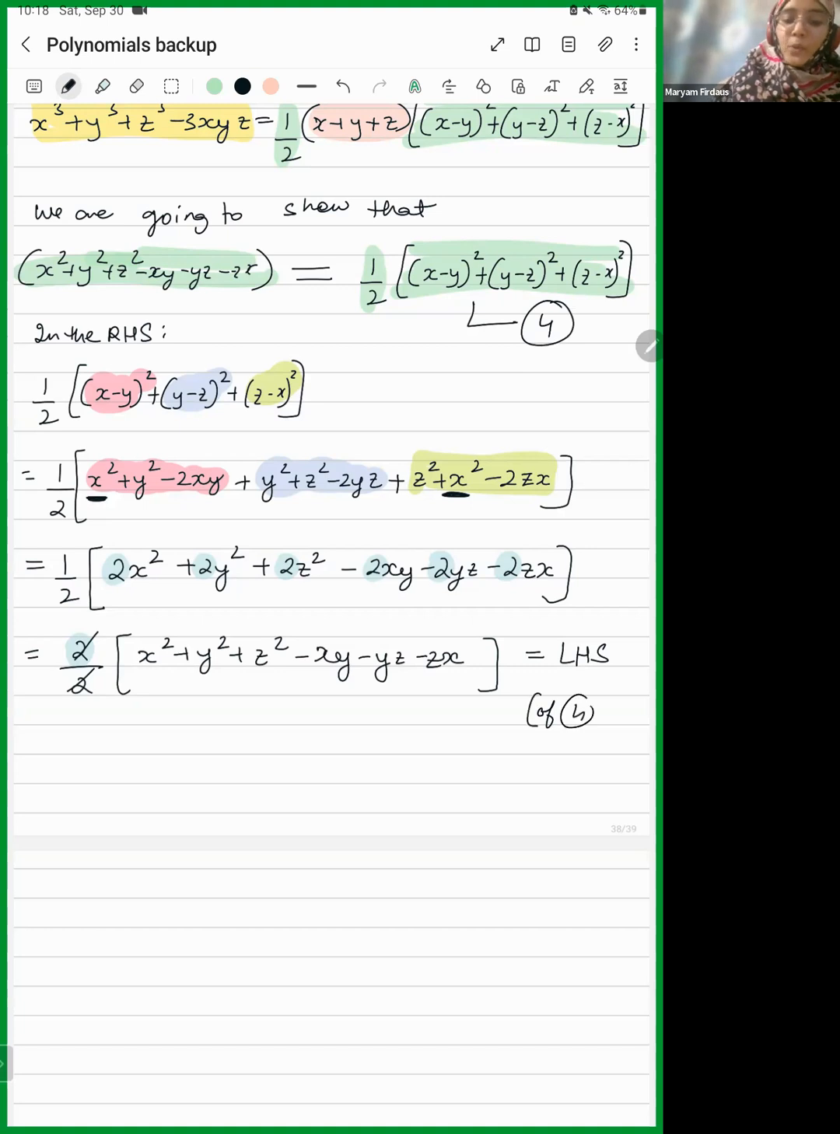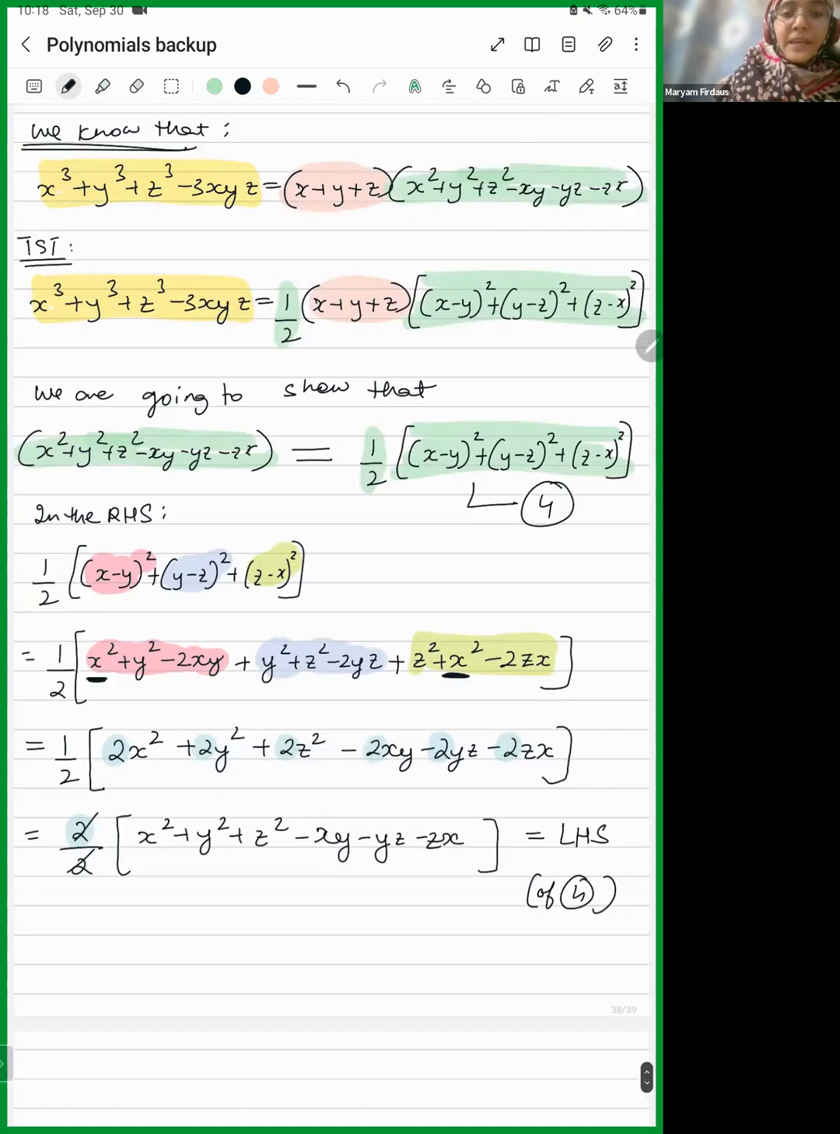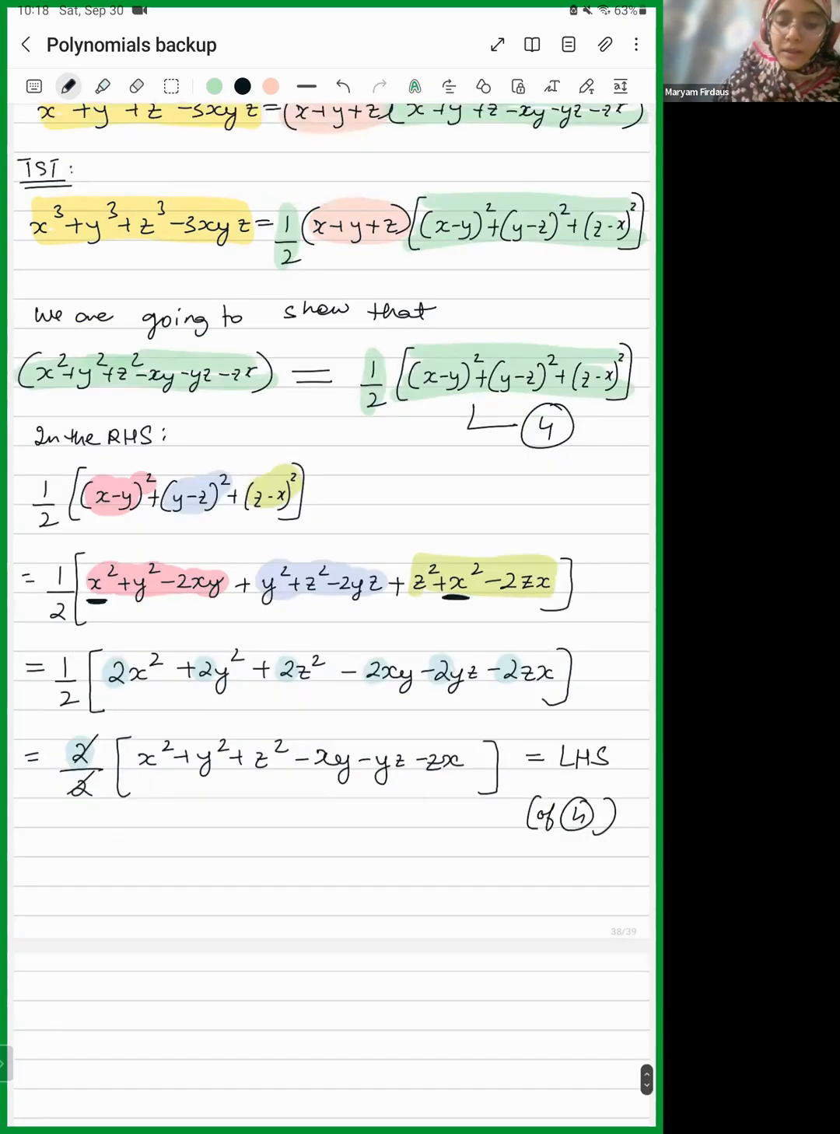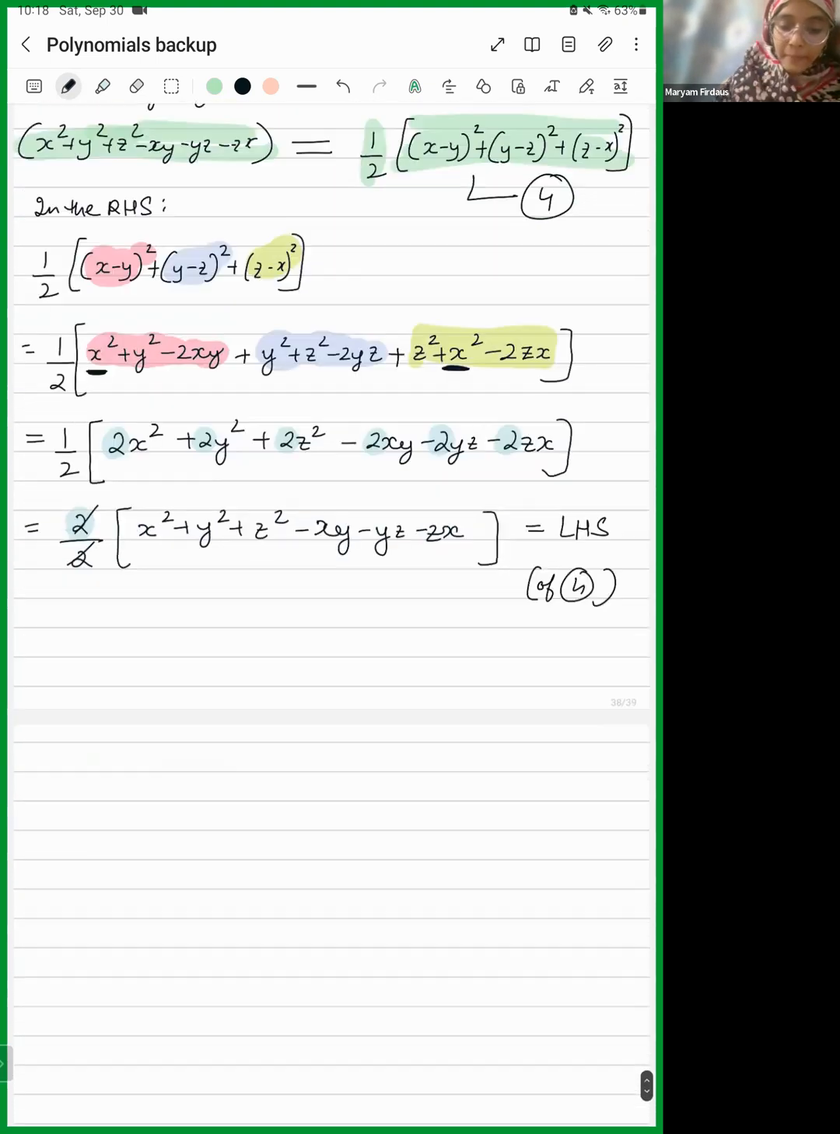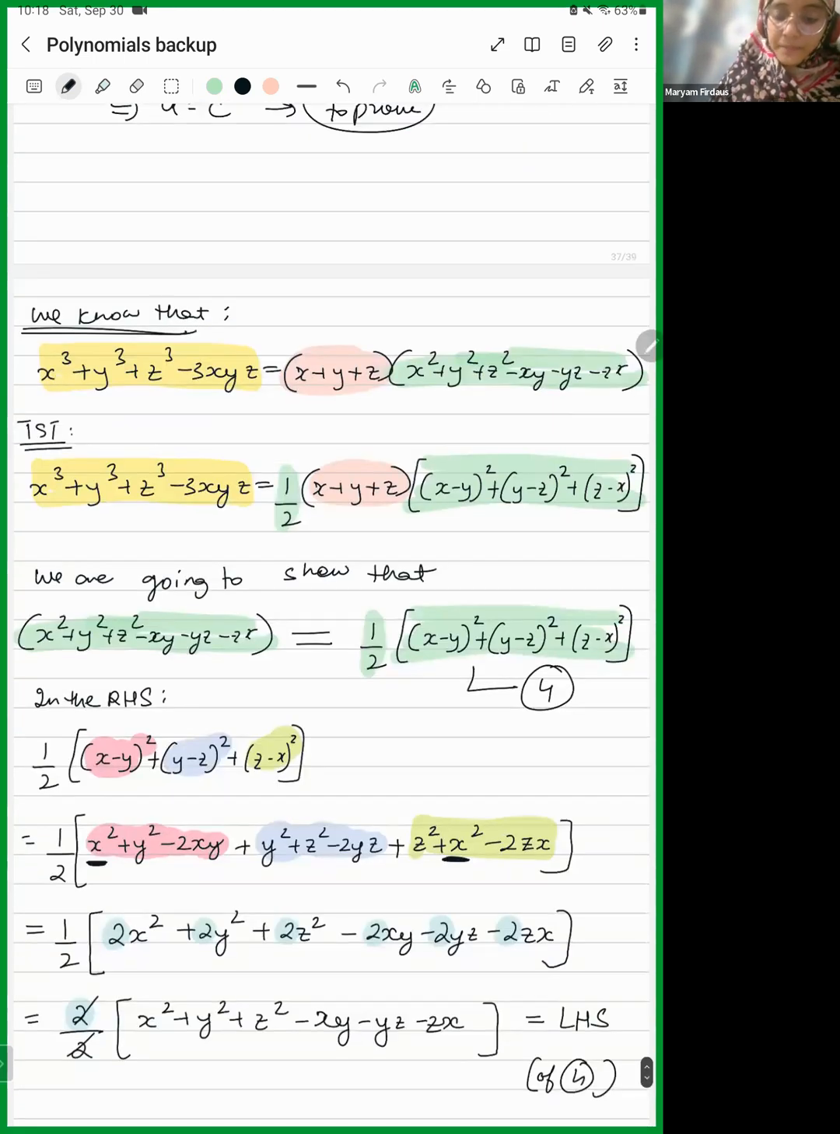So what have we proved? We have proved that B is equal to C. So if A is equal to B and B is equal to C, that means A is equal to C, right? Yeah. So let's write, again, this will be equation 1.